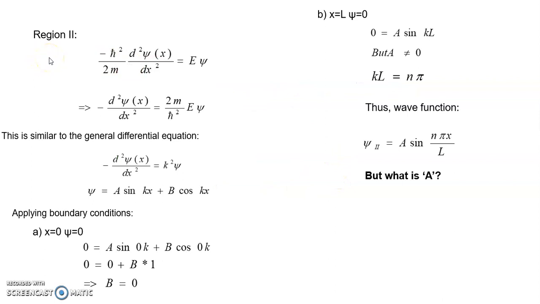So for region 2, you will get values like this. This is similar to the general differential equation, psi is equal to a sine kx plus b cos kx. Then apply boundary conditions. If the boundary condition at 0 applies, then b is equal to 0. At x equal to L, you will get a sine n pi x by L. But what is a here?